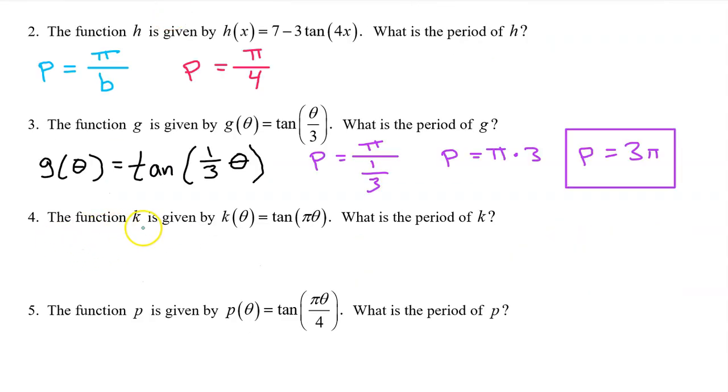Number 4. The function k is given by k of theta is equal to the tangent of pi theta. What is the period of k? Well, the period of a tangent function is given by pi divided by the b value. In this case, the b value is pi. So the period is pi over pi, which equals 1.